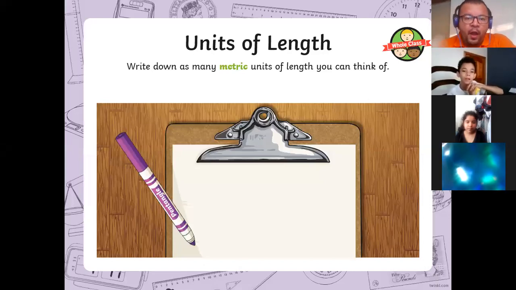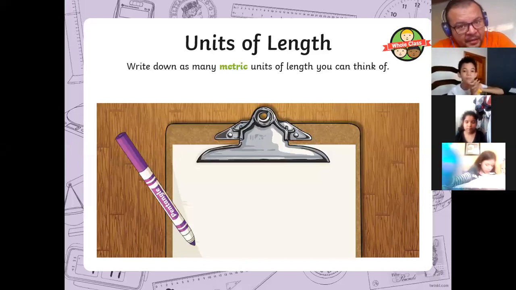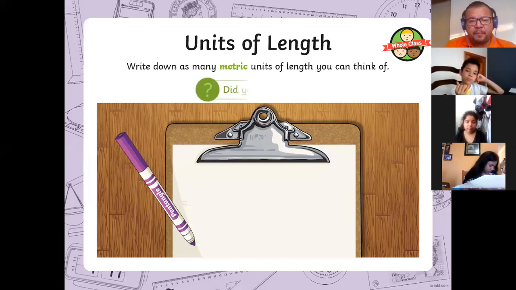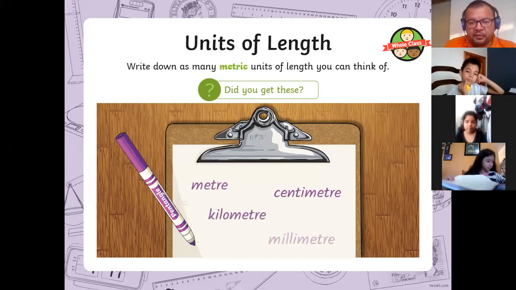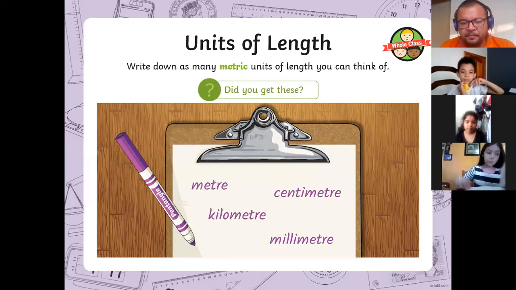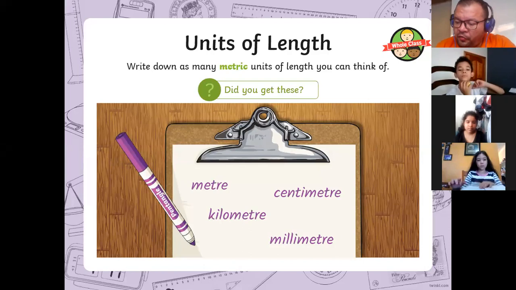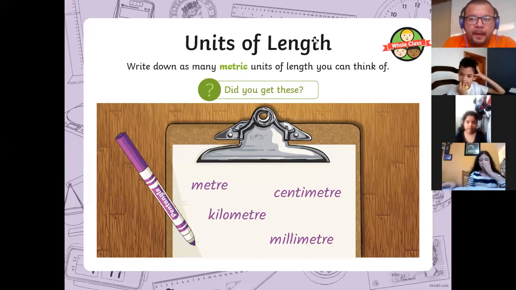Write down as many metric units of length as you can think of. Okay, which units of metric do we have? For example, we have meter, centimeter, kilometer, millimeter, okay? All of these ones are units of length. Miles also are units of length.